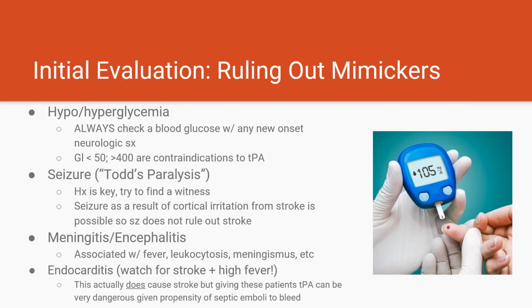Another set of diseases you should be aware of are meningitis and encephalitis, as they can appear similar to stroke, though these often have a more indolent course and are associated with fever. And then, speaking of fever, always keep endocarditis on your differential for stroke. It's important to rule out endocarditis because it's the only type of ischemic stroke that we will not give TPA to, and this is because septic emboli have a really high propensity to bleed and can cause rapid decline.